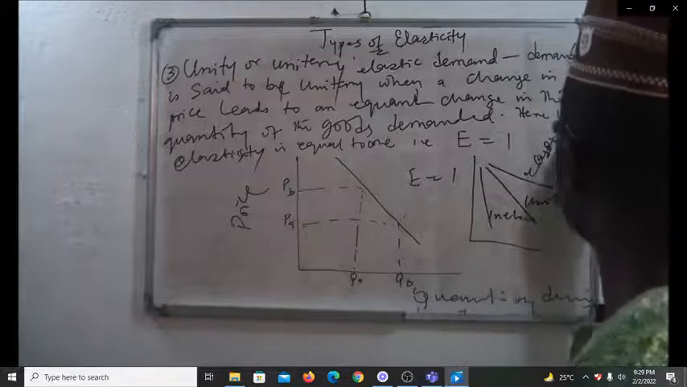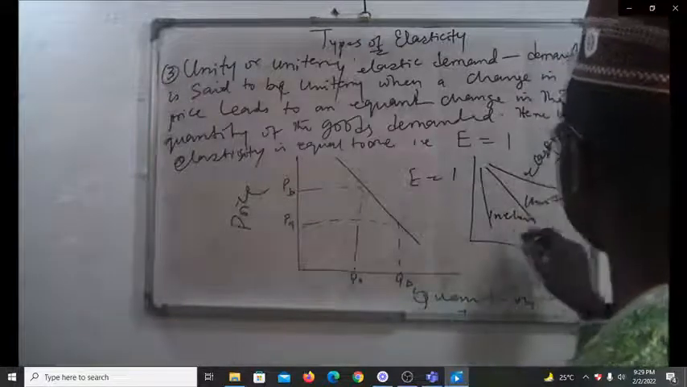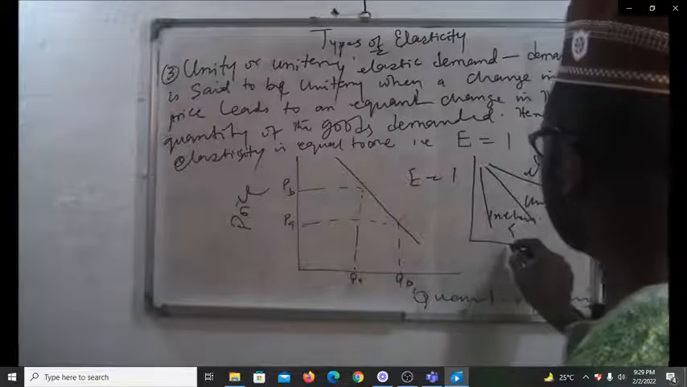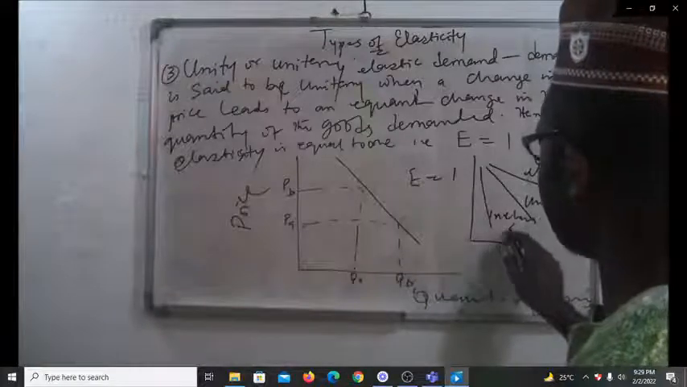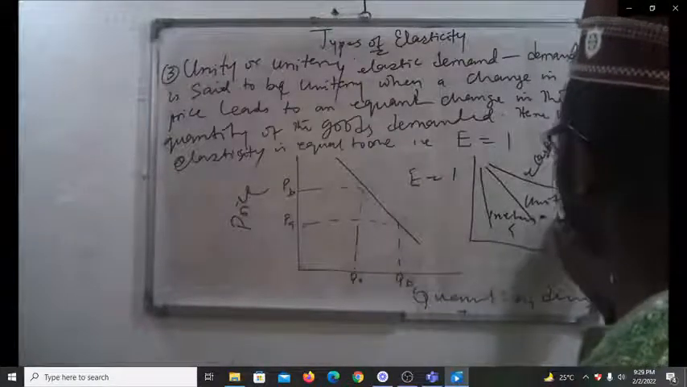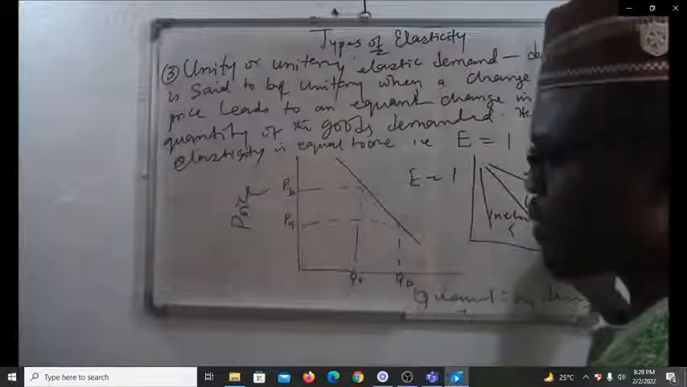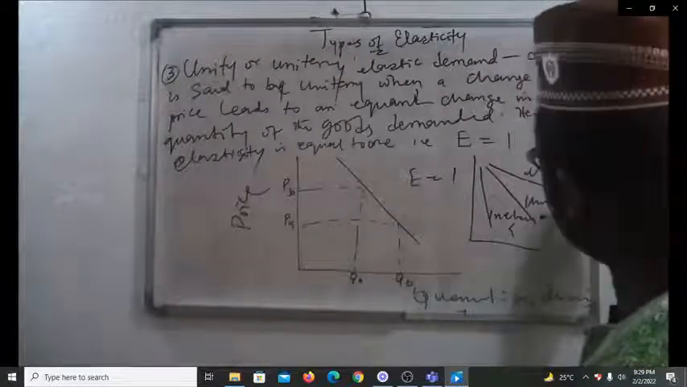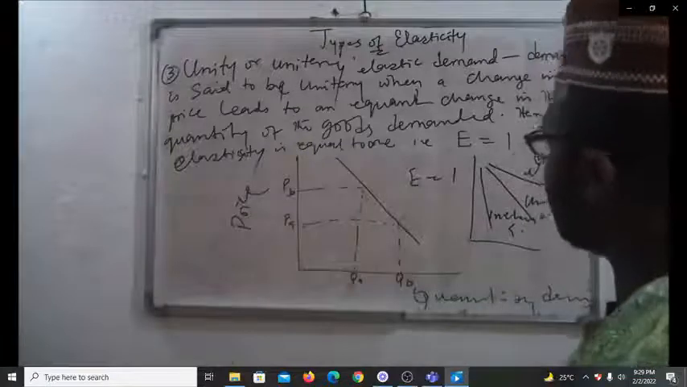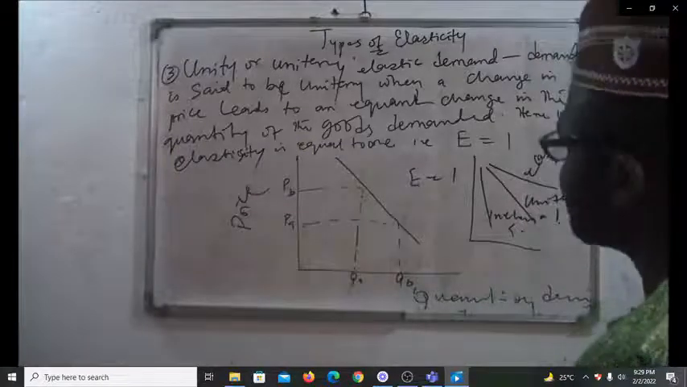This one is greater than 1. But this one is less than 1. Whereas this one is 1 itself. But this one is greater than 1. And this one is negative.